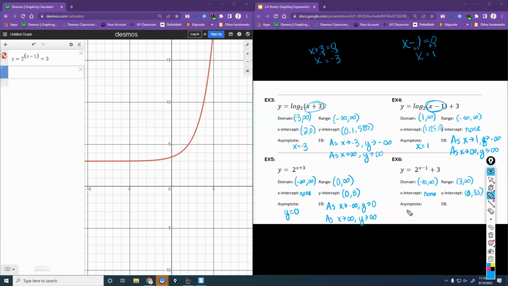Okay, what's the asymptote for that graph? Okay, you can't just say 3. You gotta give me an equation. Y equals 3. And then, to make sure you got it right, go over here and type it in. Y equals 3. Oh yeah, that looks good. And then end behavior as x approaches negative infinity. What happens to that y? It approaches 3. As x approaches positive infinity, y approaches infinity.